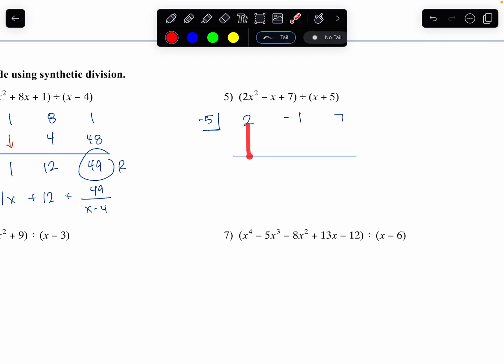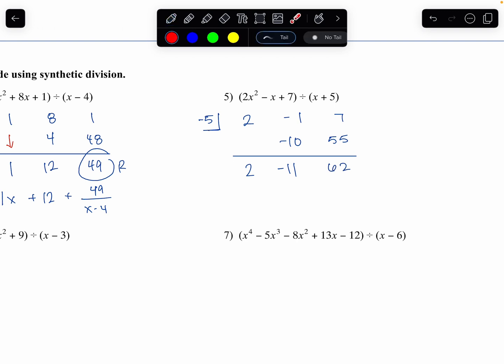And then I'm going to put the 2 below the line, so 2. I'm going to take the number here and multiply it here. That's going to give me negative 10. I'm going to combine terms here. That's going to give me negative 11. Negative 11 times negative 5 is going to be positive 55. And then we got 55 plus 7, and that's going to give me 62.